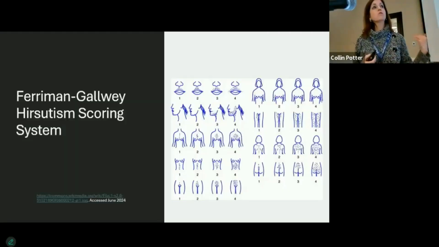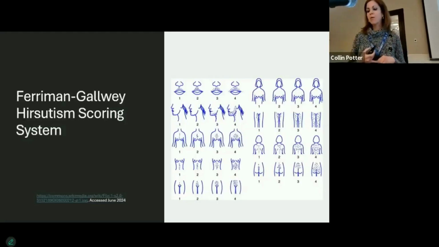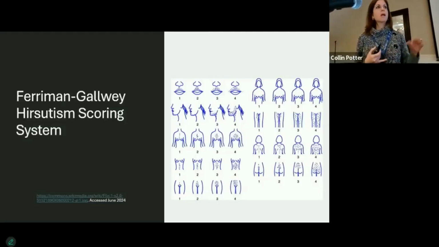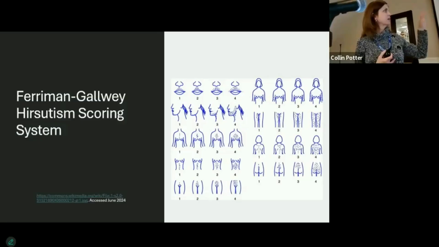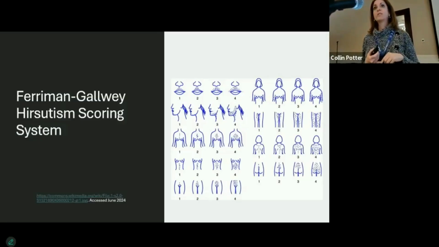So the scoring system, if you haven't seen this scoring system before, this is the Ferriman-Gallwey Hirsutism scoring system. And what they did is they looked at each of these 9 body areas that are most sensitive to androgen, and how to score: 0 is no hair, and 4 is frankly virile. And they came up with this score.